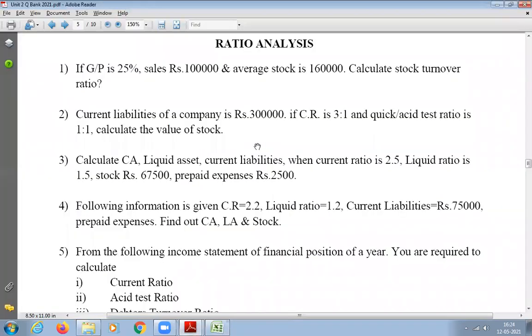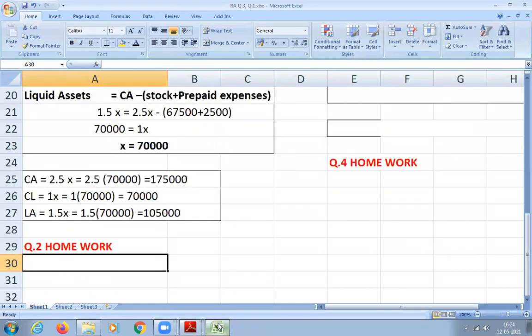So what is question number 2? What is given? Current liability is given, 3 lakhs. Current ratio is given, 3:1. Quick or acid test ratio is given, 1:1. What do you have to calculate? Value of stock. Very simple. So please do it as homework. Now we'll go to the next question.